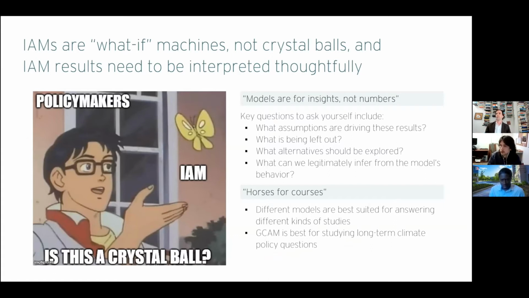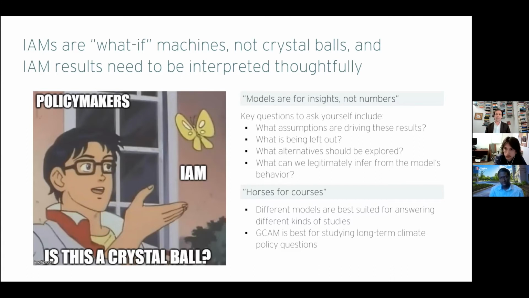And so I want to leave you here with 2 sayings in the modeling community that I think are particularly important. One is that models are for insights, not numbers. Most of these results should not be taken literally, especially from just one study, because you've got to ask yourself and understand what are the assumptions behind them, what's being left out, what are the alternatives, and the key question is what can we actually infer from the model's behavior, right? What is it really telling us? And that requires quite a bit of familiarity with the model.